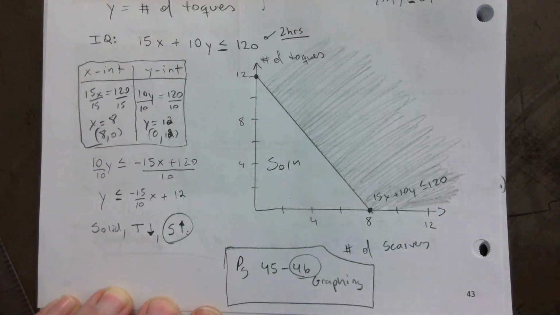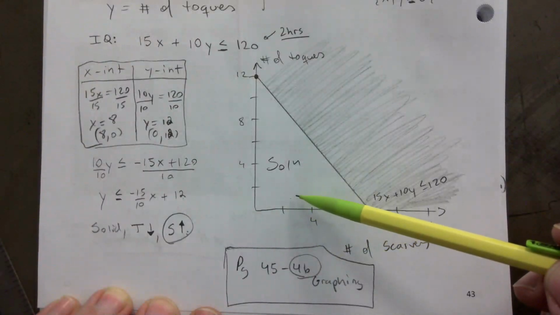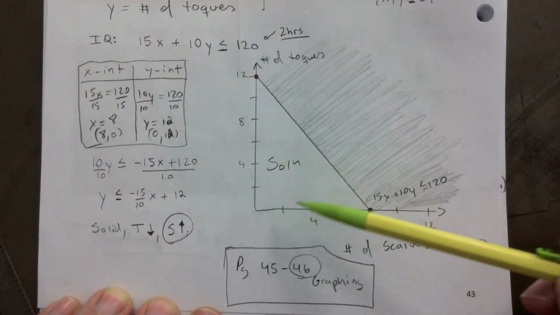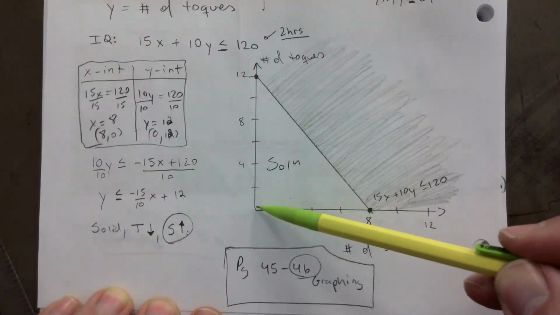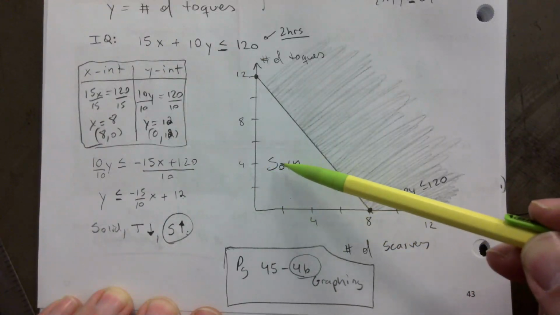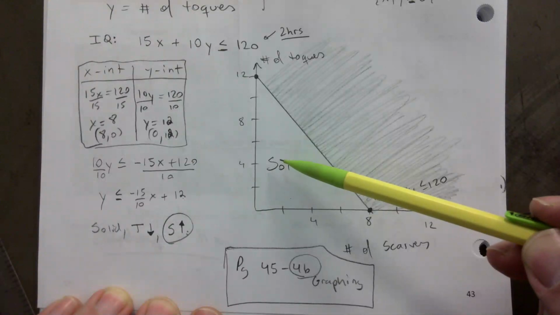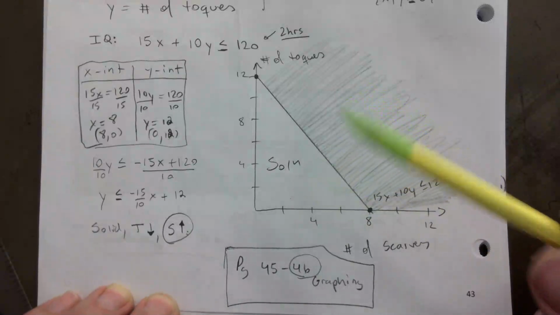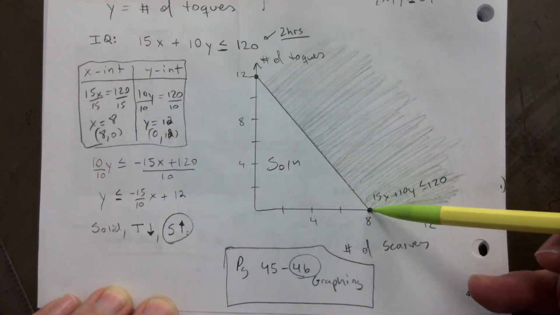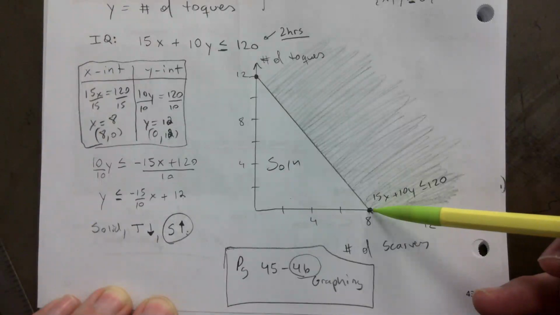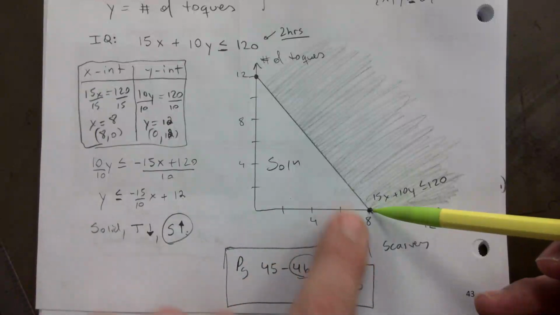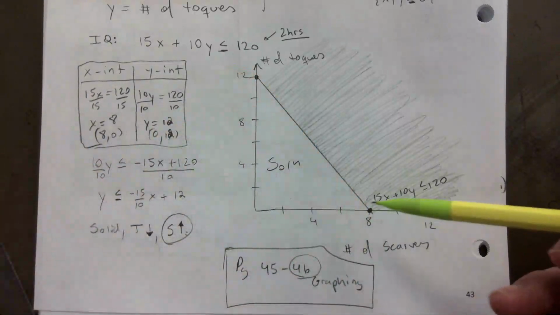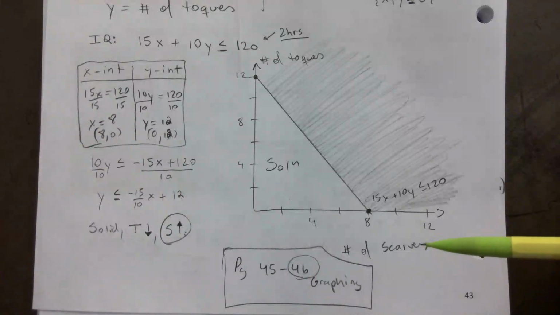Question before you go. What's a possible solution? Anything in the white zone here. So could you make 2 scarves and 4 toques? Right, so anything in here would work. Could you make 8 and 0? Yes. You could make 8 scarves and no toques, because this is a solid line. Anything on the line is also acceptable.